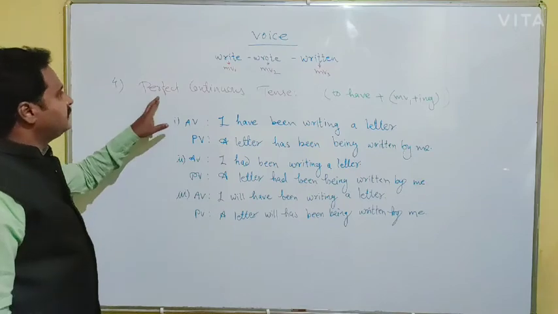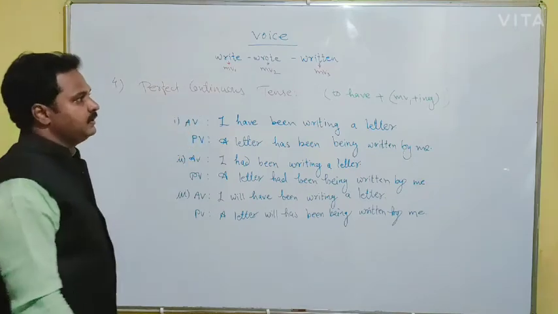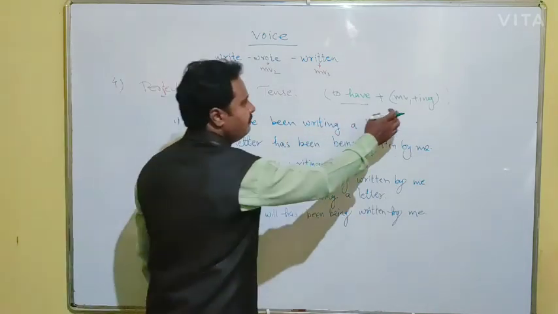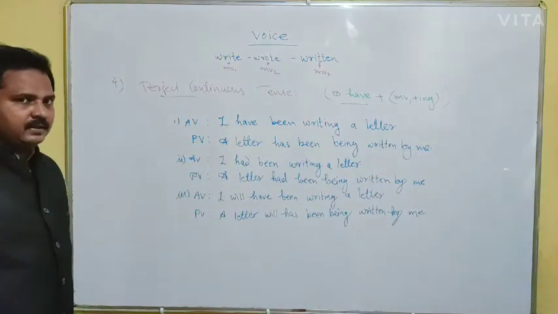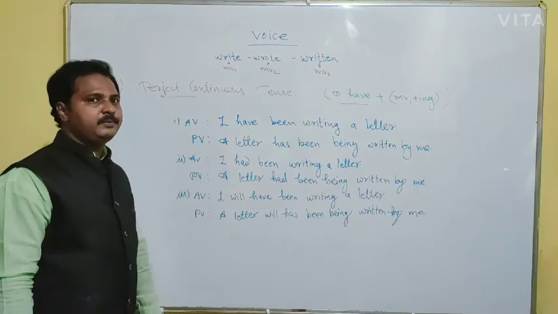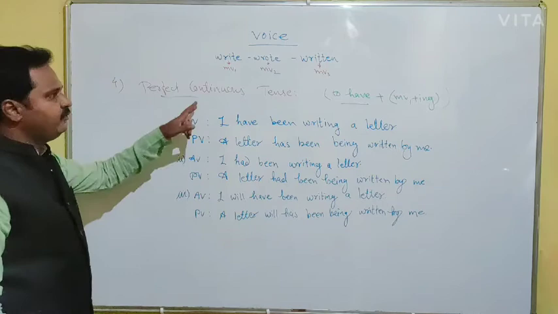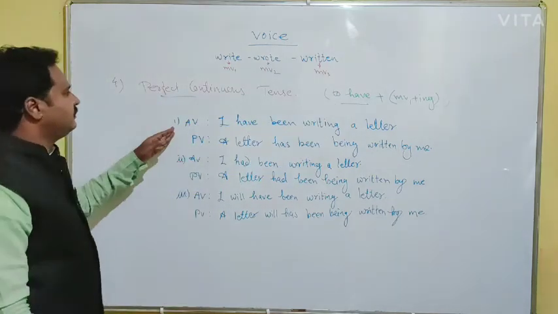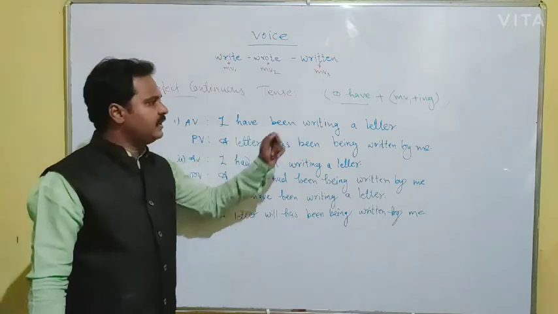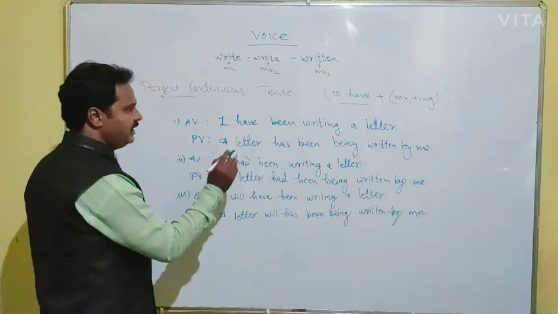Now see, making active to passive voice in perfect continuous tense. Here perfect means to have, and continuous means main verb plus ing. Just remember the first one, continuous tense: there we use be plus ing. Same is here, but using the to have form. First example, perfect continuous present tense: I have been writing a letter.